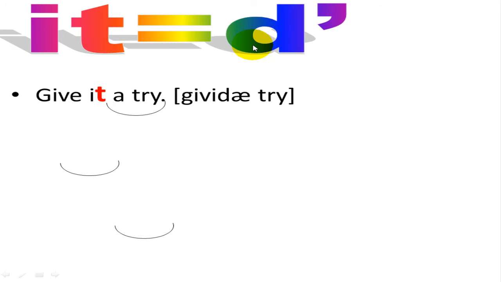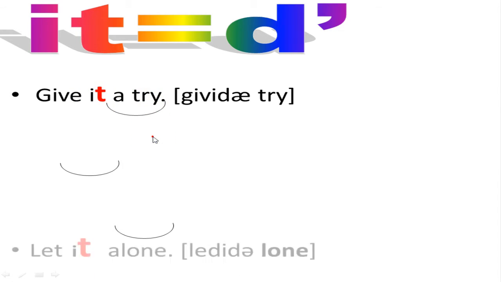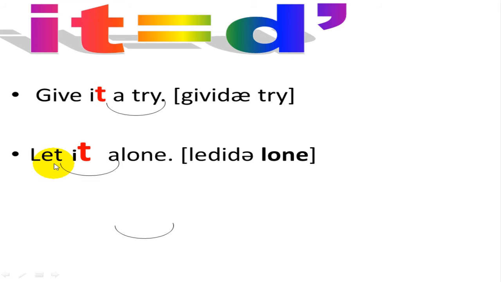It, I pronounce it with the D sound. Give it a try. Again, it, pronounce it with the D sound. Give it a try. Let it alone. So the T here is a soft D. Let it alone.